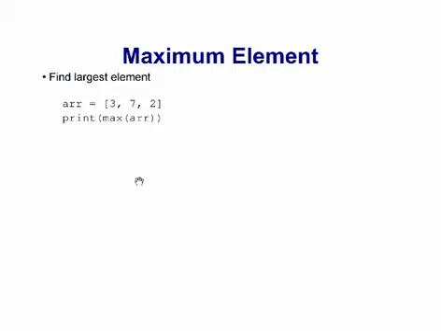And next we are moving to maximum element. Maximum element means to find the largest element in an array, we use the max function. This is the array 3 7 2. Here which is the maximum element? Element 7 is the maximum element. So I write print max array. If I write that, what will be the output? 7 will be the output.